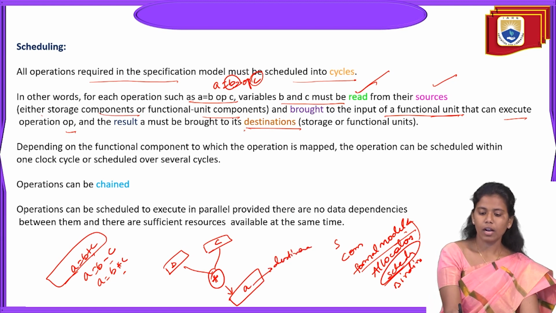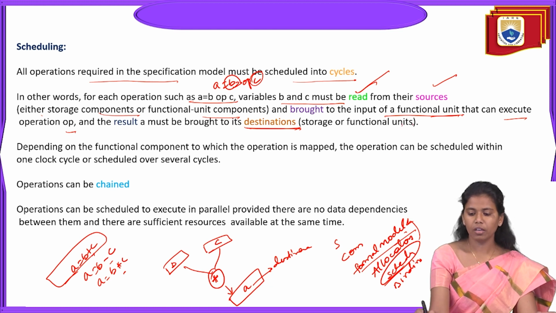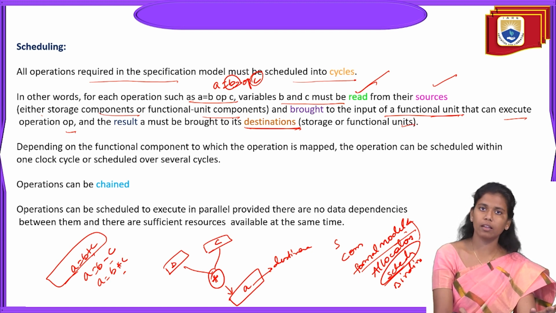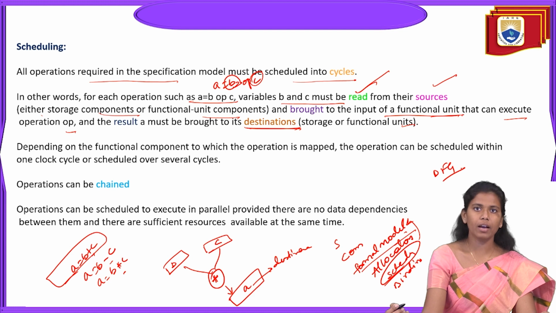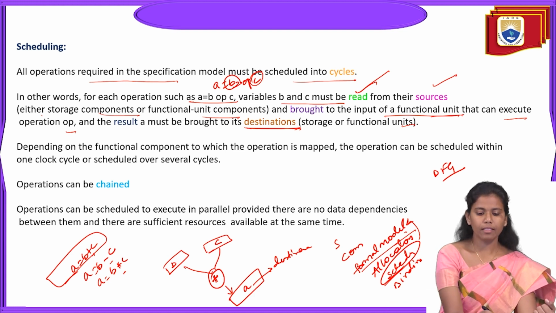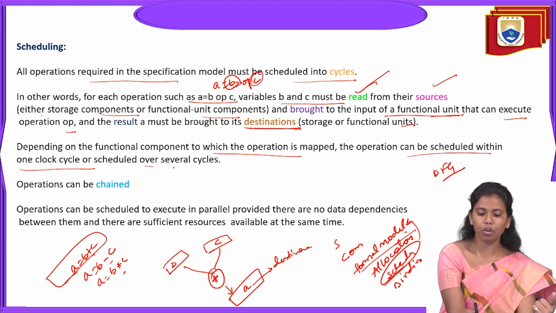So after that, I have to bring it to the destination part. The destination part is nothing but the storage or functional unit. This is how the scheduling will be done, and all the scheduling can be explained very easily by using data flow graphs. Using a data flow graph, we can easily analyze the scheduling of different tasks. Depending on the functional components to which the operation is mapped, the operations can be scheduled within one clock or scheduled over several cycles.